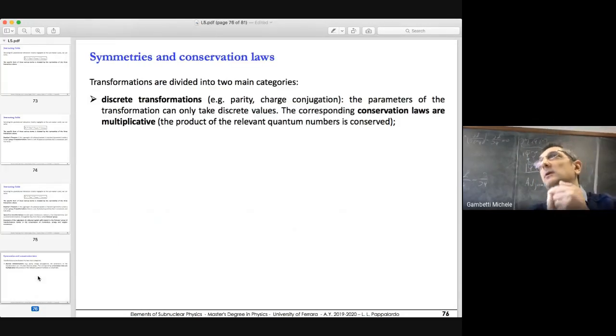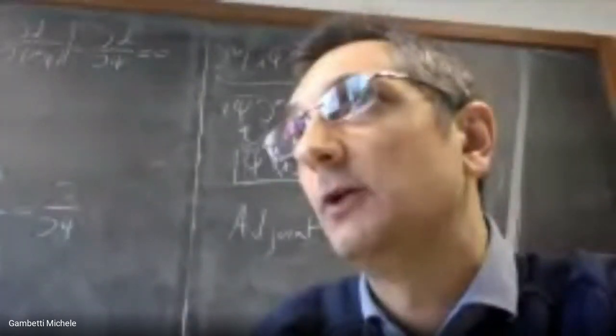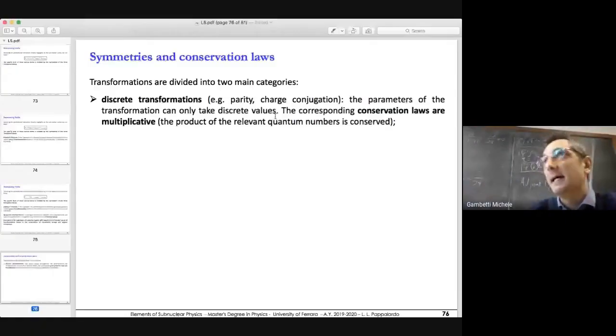Now, a few words still on the transformations, and then we will see more tomorrow. So we can categorize the transformations according to their features. First of all, let me divide transformations into two main categories. The first category is the discrete transformations, and examples that we will study are parity, charge conjugation, and so on. In this case, the parameters of the transformation can only take discrete values, not continuous. Another important feature is that the corresponding conservation laws are multiplicative. That means that only the product of the relevant quantum numbers is a conserved quantity.